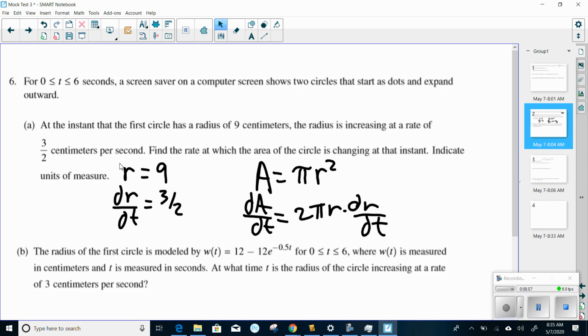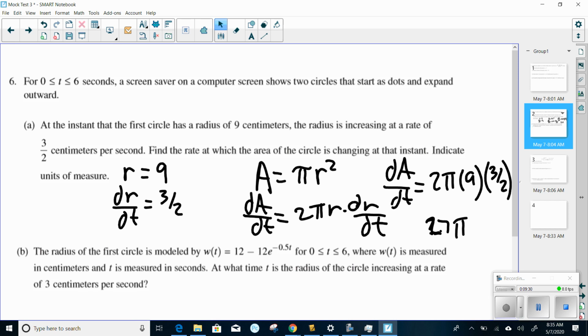Now plug in what we know. So we're trying to find dA/dt. I know the radius equals 9, so dA/dt, the radius equals 9, so 2 pi times 9, and dr/dt is 3/2. Make sure you're careful if the rate's positive or negative. It said the radius is increasing, it's getting bigger, so it has to be positive. So we plug all that in there, 2 times 9 times 3/2, I think it ends up being 27 pi.